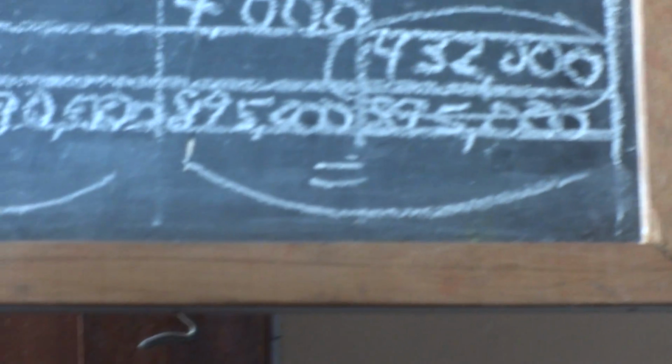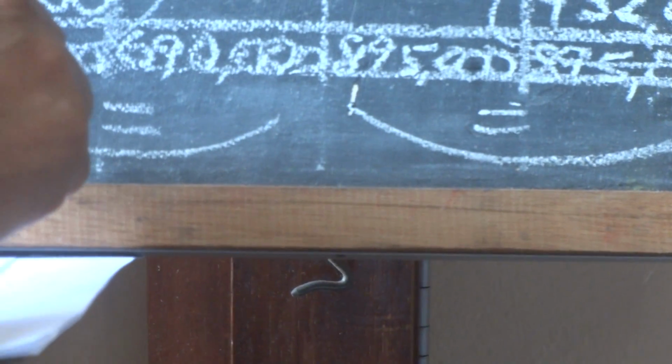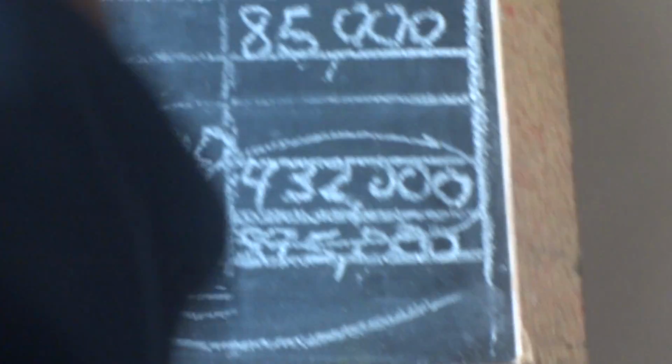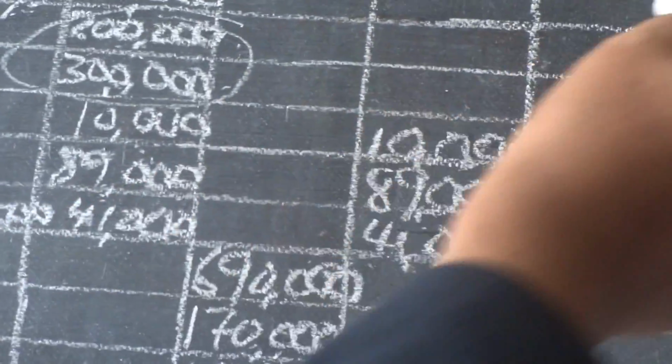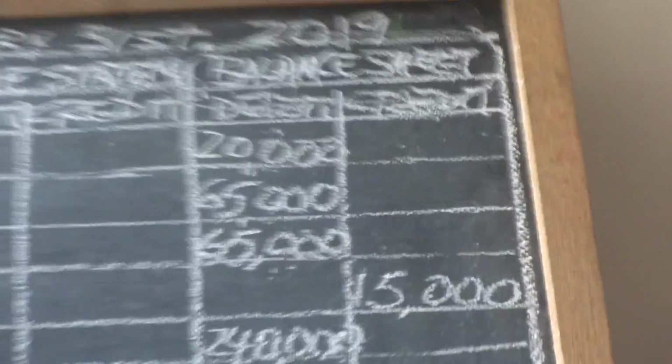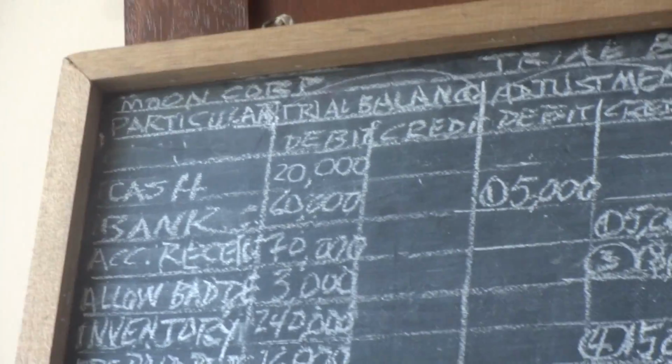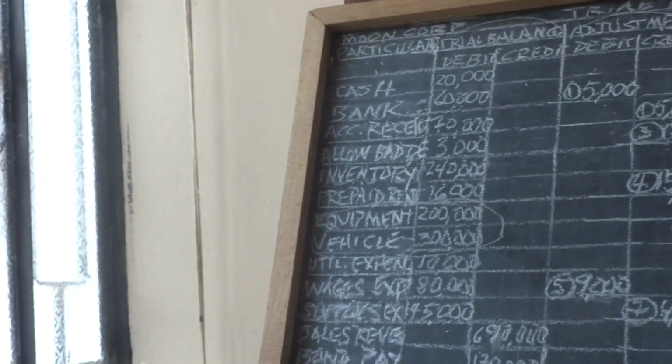The net income of the company Moon Corporation is $432,000 in the month of January 31st, 2019. This accounting report is basic to make after that the balance sheet for the Moon Corporation. This is all about the trial balance.